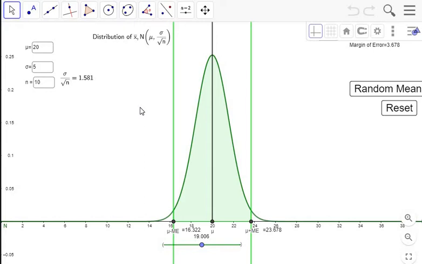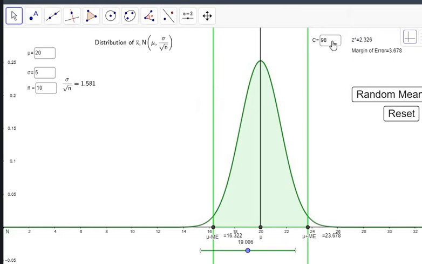So I've built this GeoGebra applet. You can change the mean, the standard deviation, and your sample size, and it'll create the normal distribution based on that. So it's centered at mu, and then it's going to compute the confidence intervals, and you can change the confidence level as well.